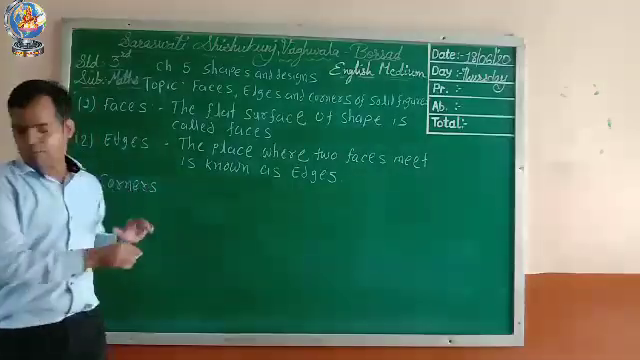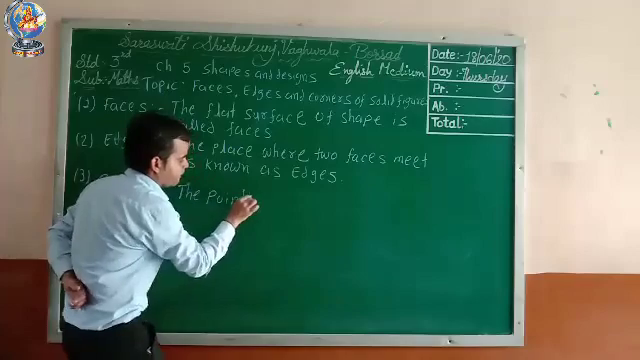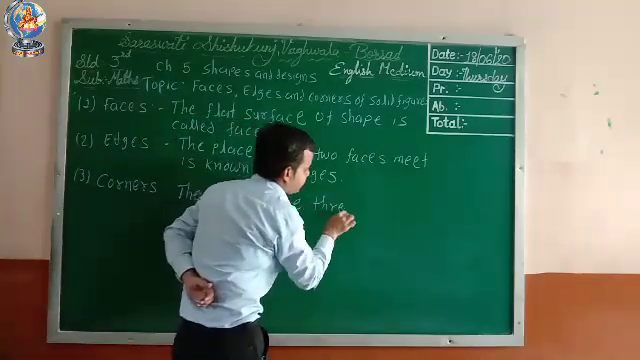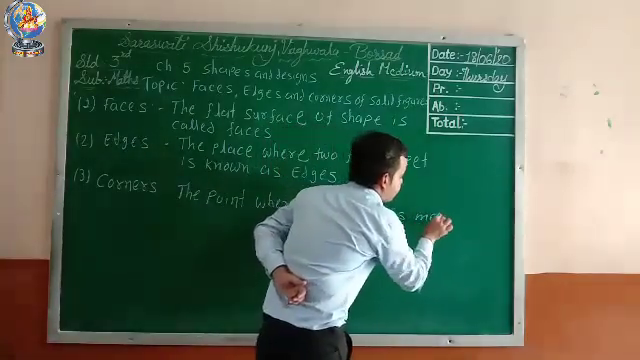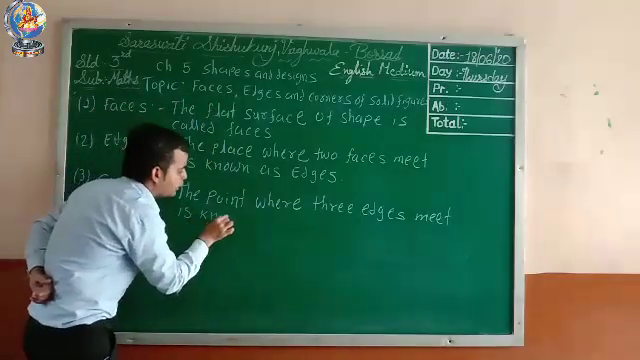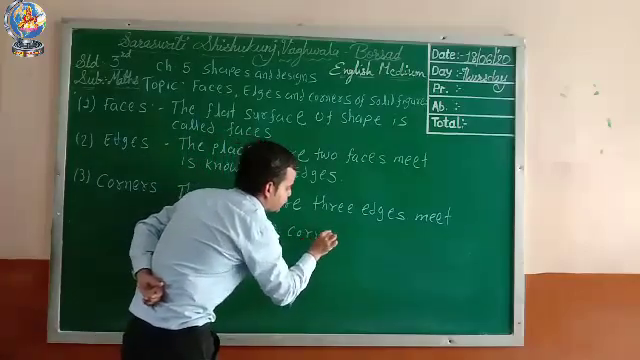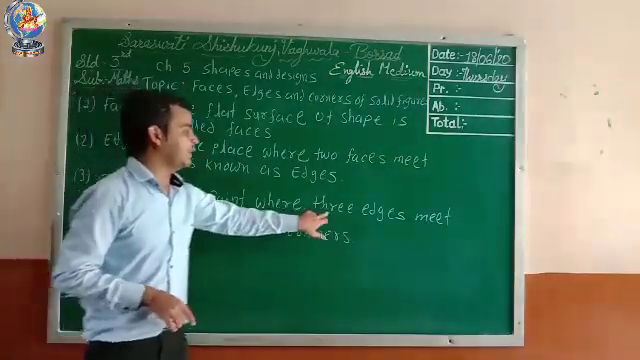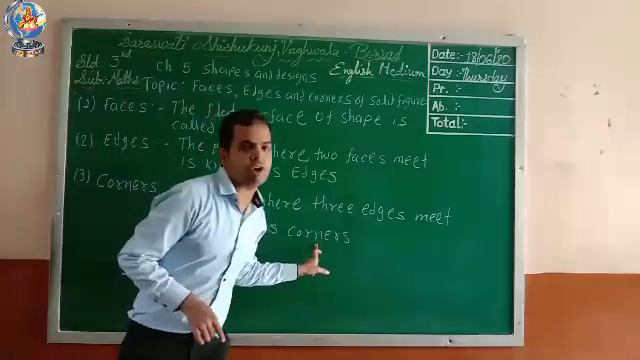Okay, now I will write. The point where three edges meet is known as corners. Okay, again I will read it. The point where three edges meet is known as corners.